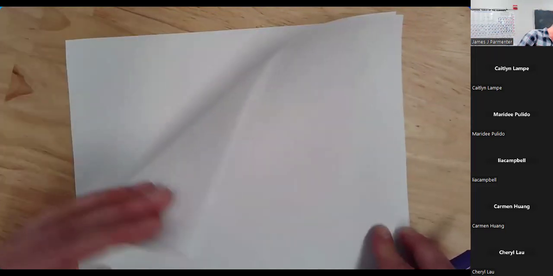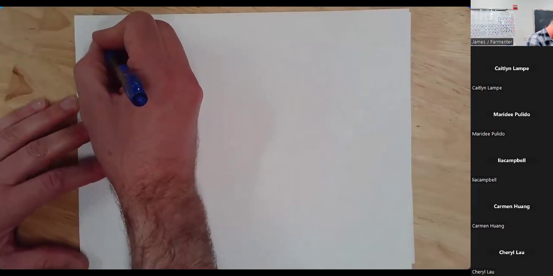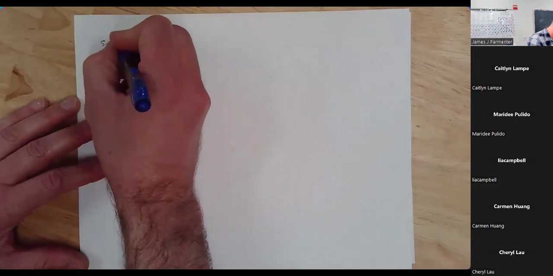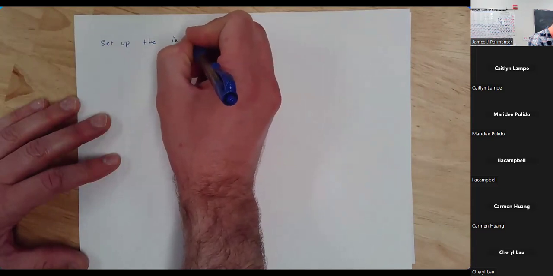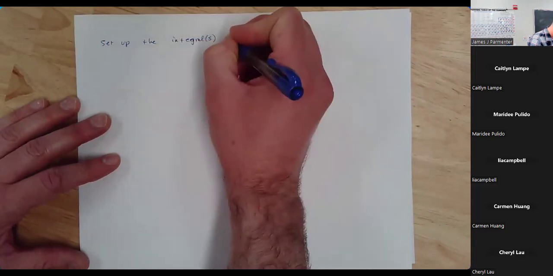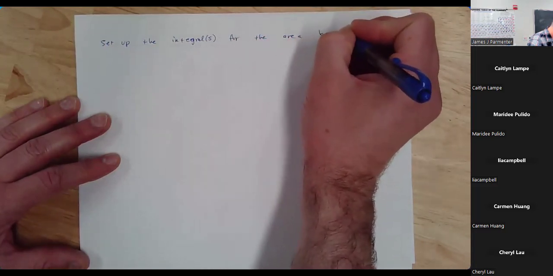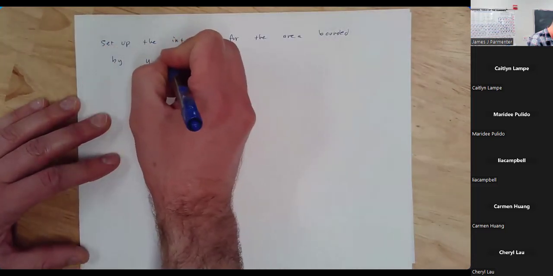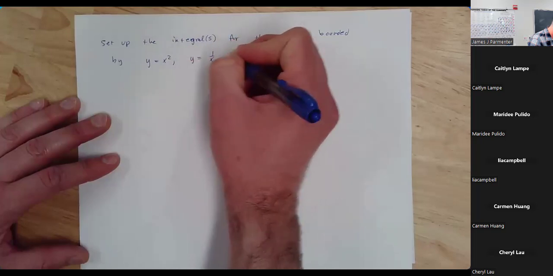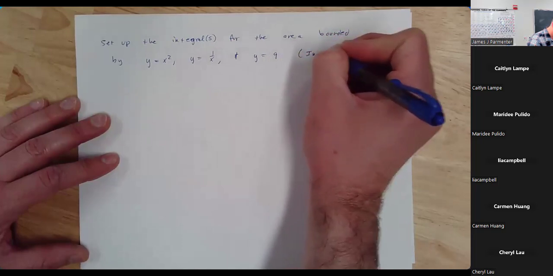Let's look at, yeah. So let's say we want to set up the integral or integrals for the area bounded by the curves y equals x squared, y equals 1 over x, and y equal to 9 in the first quadrant.